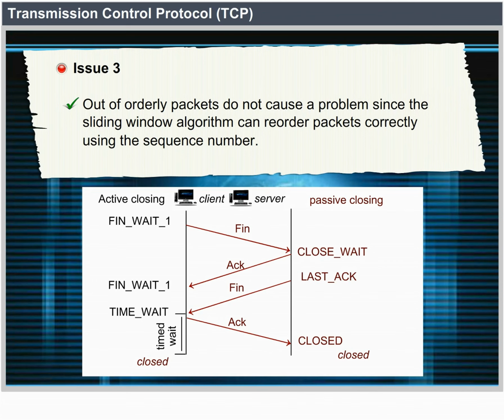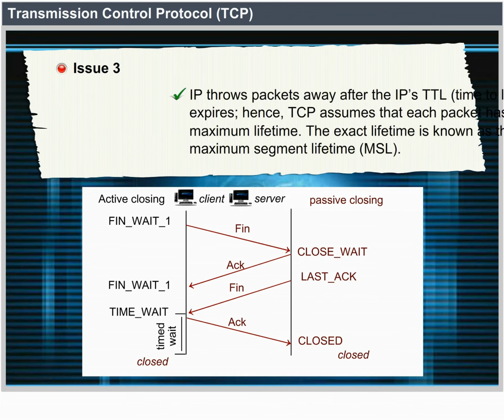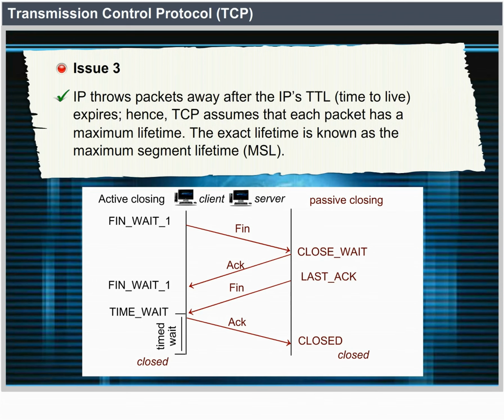IP throws packets away after the IP's TTL, time to live, expires. Hence, TCP assumes that each packet has a maximum lifetime. The exact lifetime is known as the maximum segment lifetime (MSL).